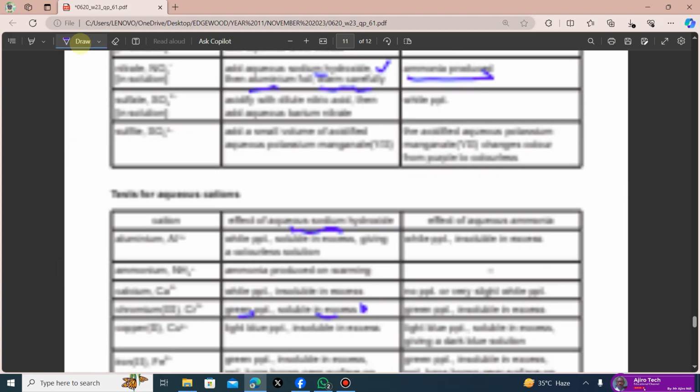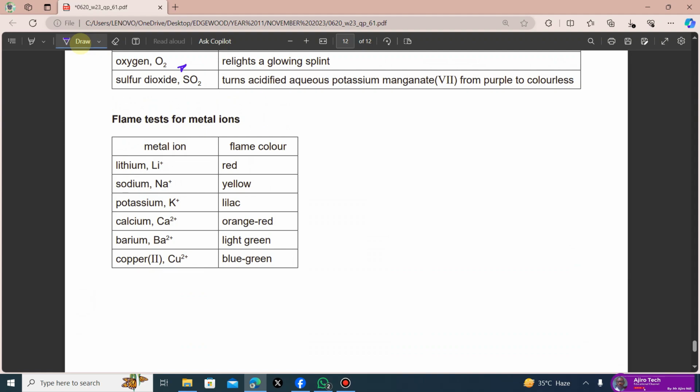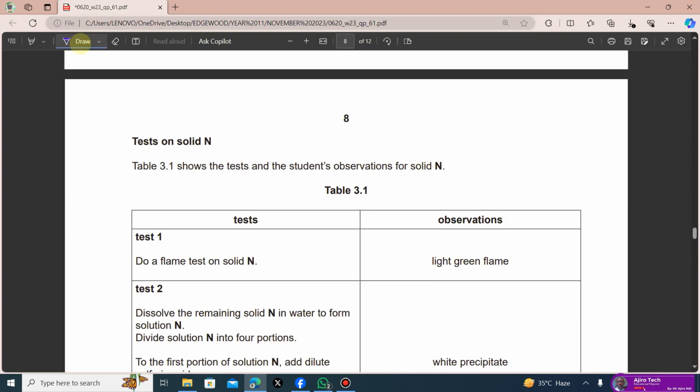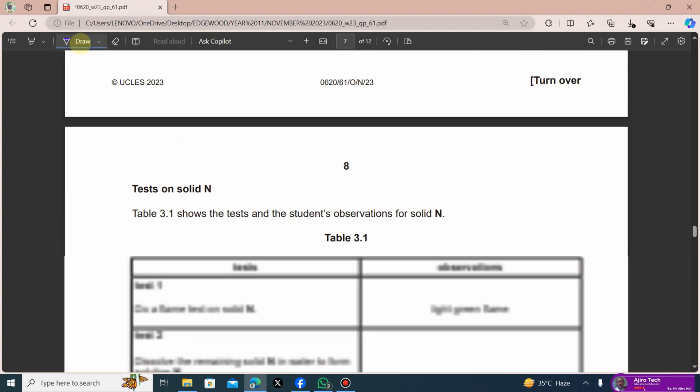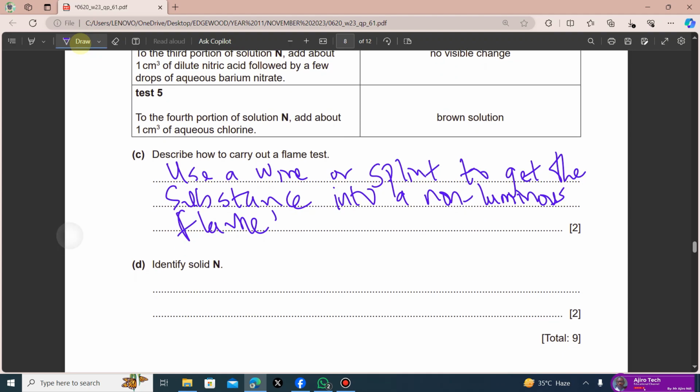And of course, you see the flame test table here, for all the metal ions. So the color of the flame will tell you what kind of metal ion we're simply looking at. That's simply what you need to do. How you could get the 2 marks is that you have to mention that something needs to be used to take the substance into the flame, which is a wire or a splint, and then it has to be a non-luminous flame, which is also known as a blue flame.